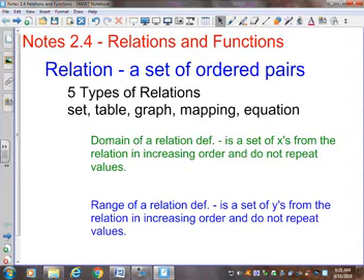Same thing for the range. It's a set of y's from the relation in increasing order and do not repeat values is still important, because when you're showing somebody the domain or range, you just want them to be able to see what values this relation covers. Now relations don't cover every point there could possibly be. It's a sampling, except for equation. Equation covers them all. But these other 4 only cover a small set of points that relate the domain and range.